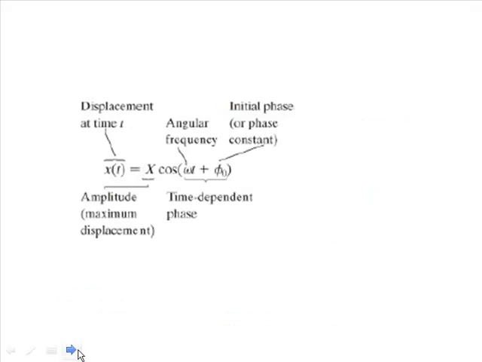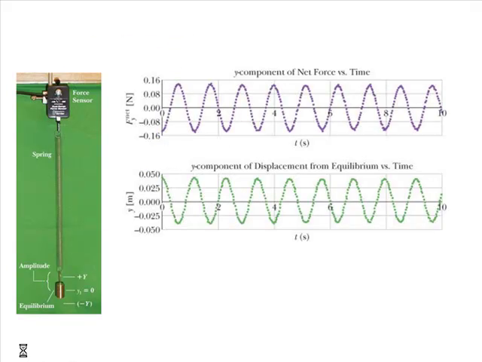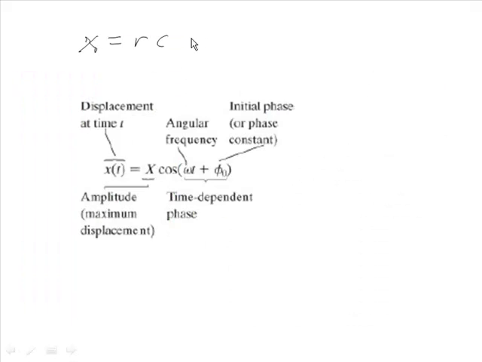So, the formula we get to work with is this one. It's that same thing I had before. X equals R cosine of phi, which is R cosine omega t plus phi naught.